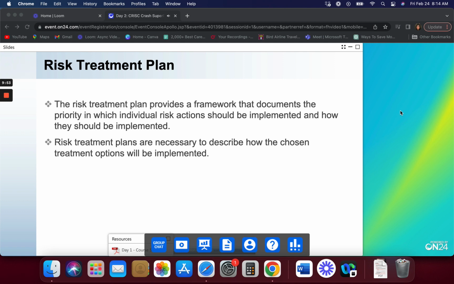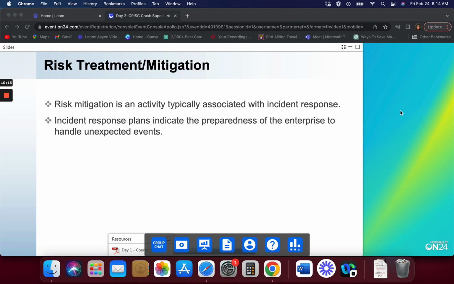Again, how will you see this on the exam? Which of the following provides a framework documenting priority for individual actions to be implemented and how they should be implemented, you would select the proper answer being the risk treatment plan. The risk treatment plans are necessary to describe how the chosen treatment options will be implemented. That just is another way of rephrasing the first bullet point. Again, this risk mitigation activity is typically associated with incident response.